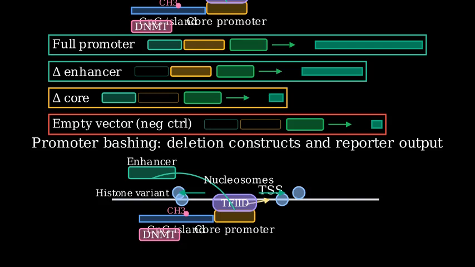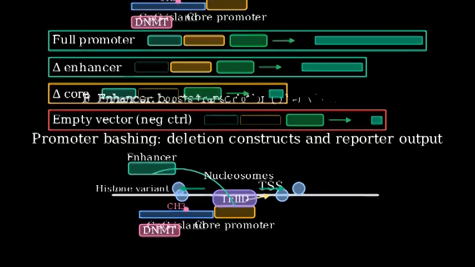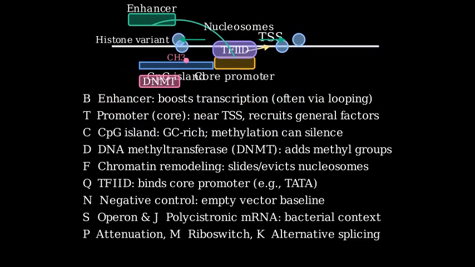Lightning round of key terms you might see in this topic. Enhancer boosts transcription from a distance. Core promoter sits near the start site. CpG island can be methylated. DNMT means DNA methyltransferase. Chromatin remodeling moves nucleosomes. TFIID binds the core promoter. Negative control is the empty vector baseline. Operon and polycistronic mRNA are common in bacteria. Attenuation, riboswitches, and alternative splicing are other gene regulation strategies.